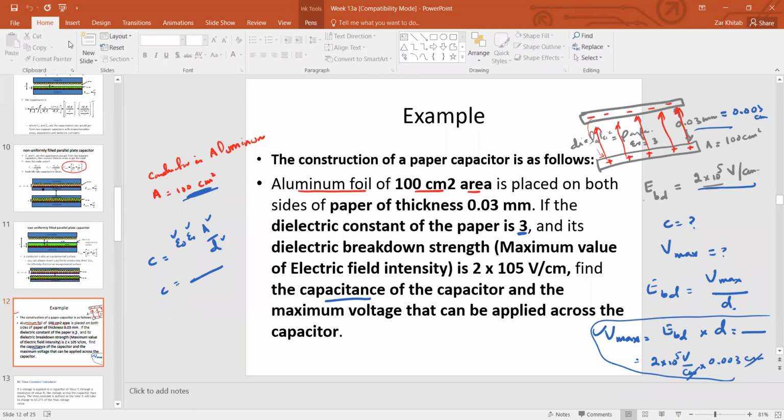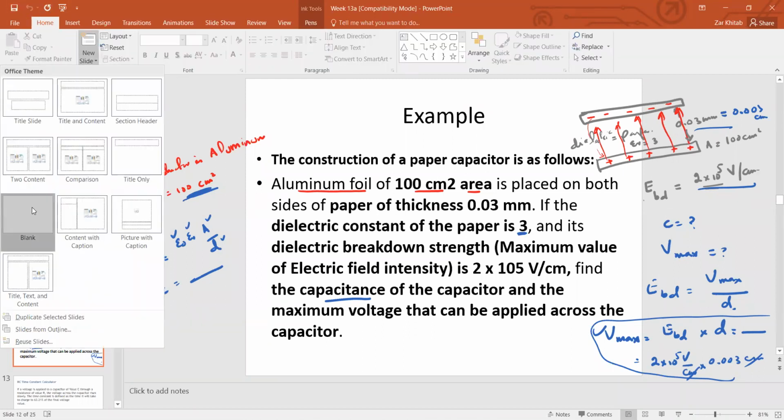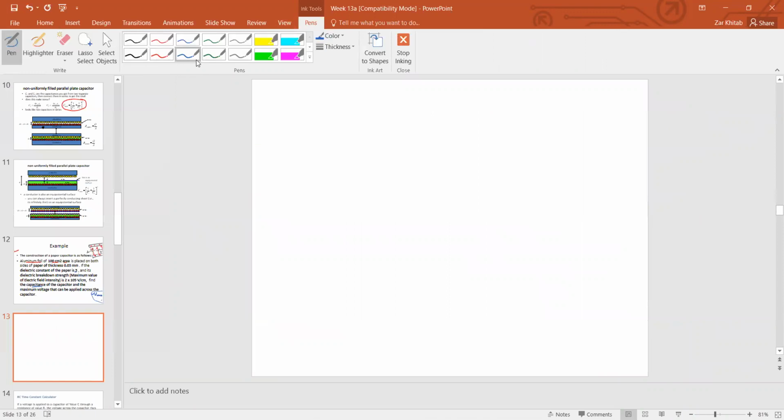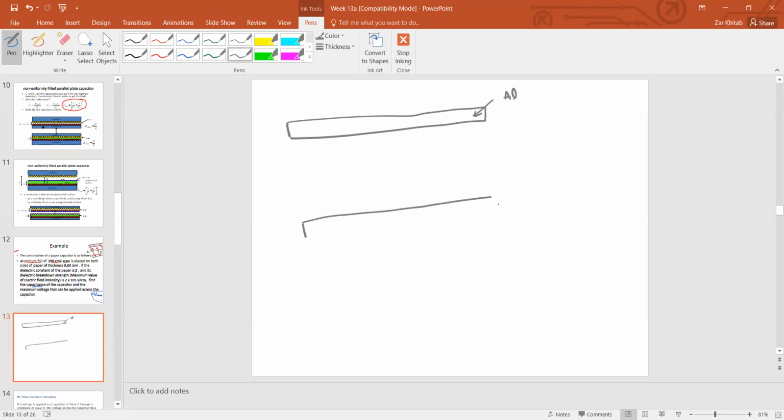Okay, let me introduce here a little concept which basically happens to every capacitor. Suppose, okay, aluminum is a little bit gray. So let this be an aluminum plate, an aluminum conductor. Let we have another aluminum conductor. This is another example. So we have two aluminum conductors placed together.